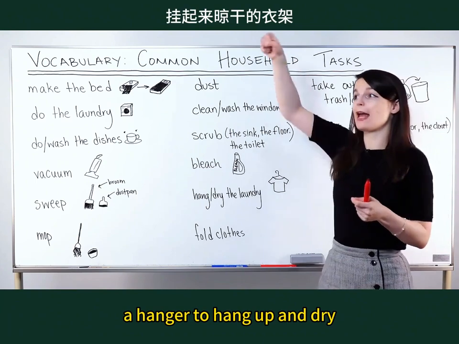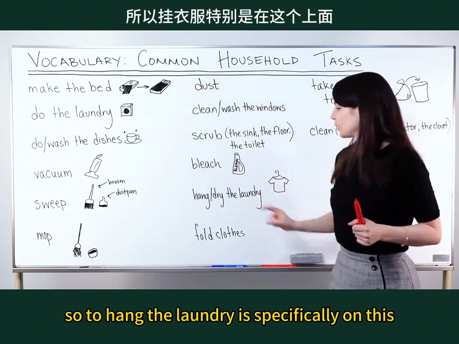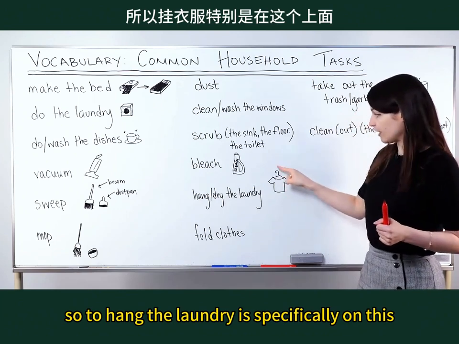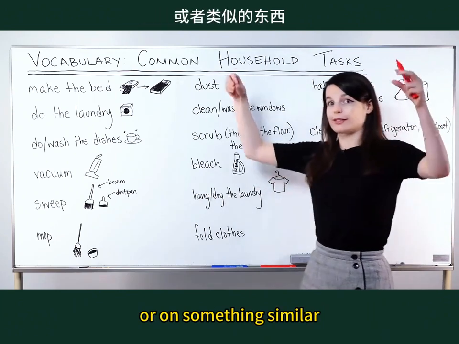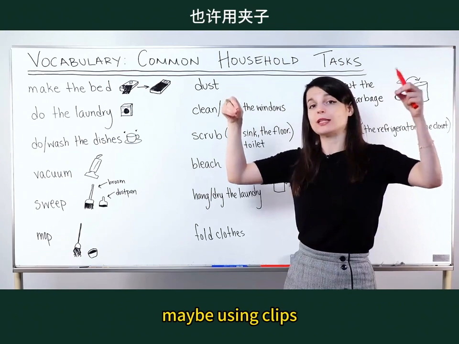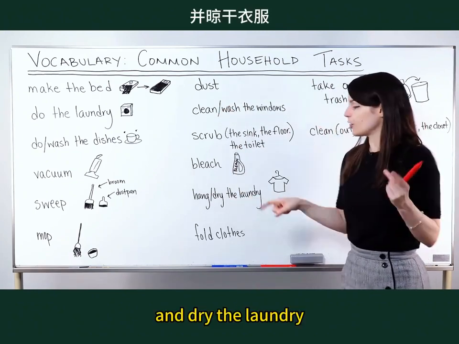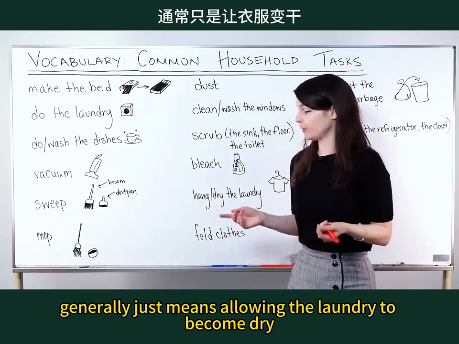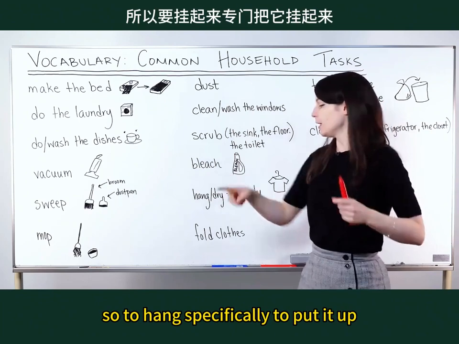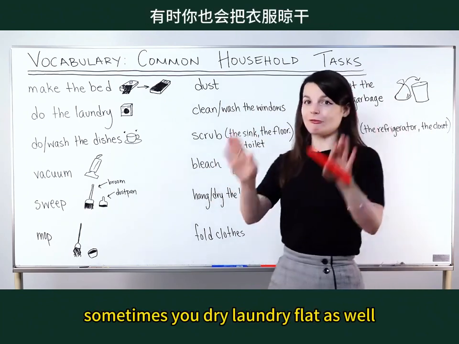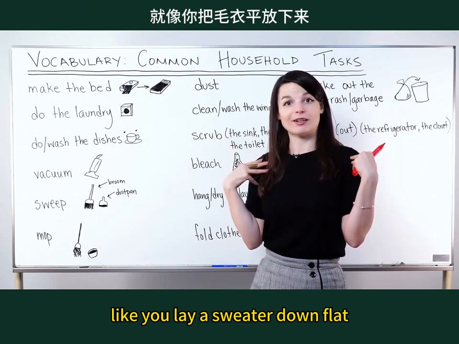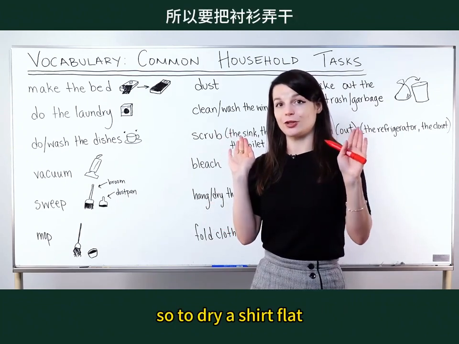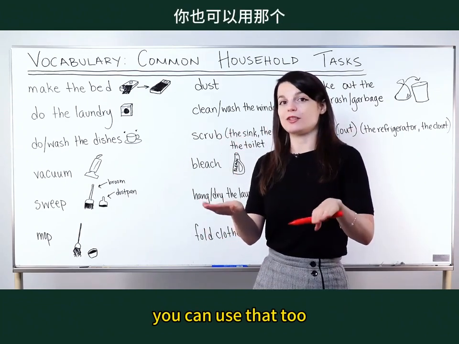So to hang the laundry is specifically on this or on something similar, maybe using clips. And to dry the laundry generally just means allowing the laundry to become dry. So to hang is specifically to put it up. Sometimes you dry laundry flat as well, like you lay a sweater down flat. So to dry a shirt flat, you can use that too. So to dry the laundry or to hang the laundry.